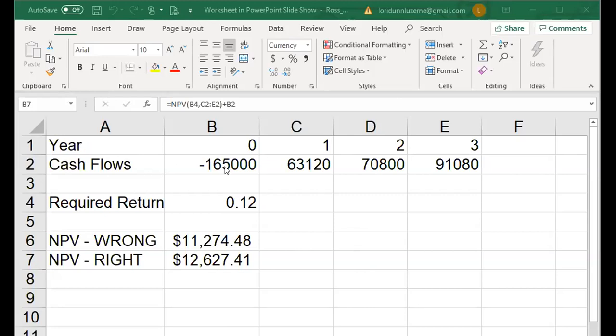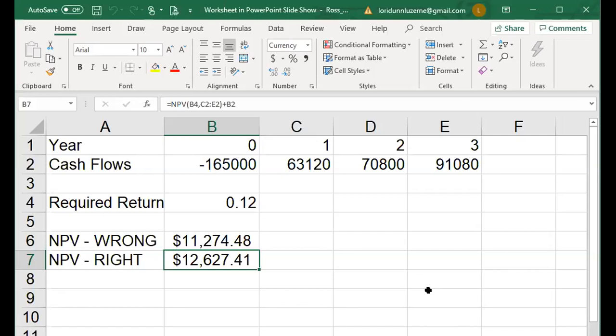Your cash flows are negative 165. So time 0, negative 165. At the end of year 1, positive 63,120. End of year 2, positive 70,800. End of year 3, positive 91,080. Your required return is 12%. The correct way to do this is through a formula, and you can see up here in the formula bar, we have a net present value. So there's actually a formula already set up in Excel to do this calculation.